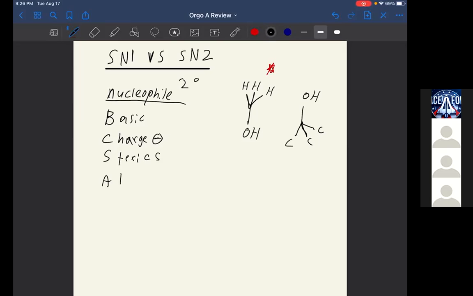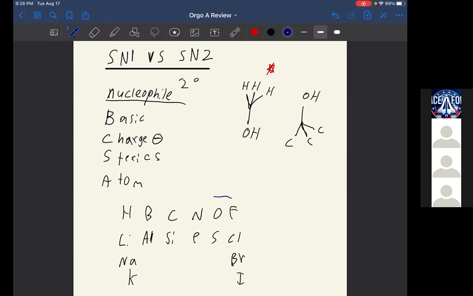And then after that, you look at the atom itself. If you look at the periodic trends, as you go this way, you get a better nucleophile. So carbon's a better nucleophile than nitrogen, which is a better nucleophile than oxygen, which is a better nucleophile than fluorine. And then for the halogens, when you're looking at nucleophilicity, as you go down, it's actually a better nucleophile. So iodine is a better nucleophile than bromine, which is a better nucleophile than chlorine. Does that make sense?